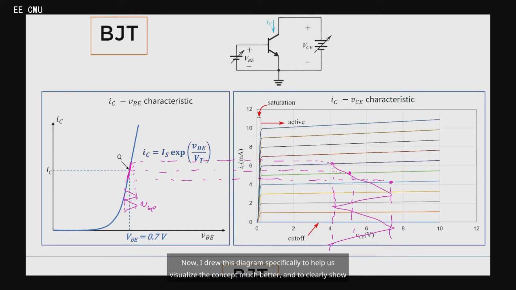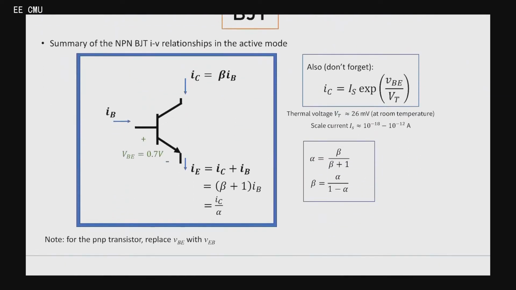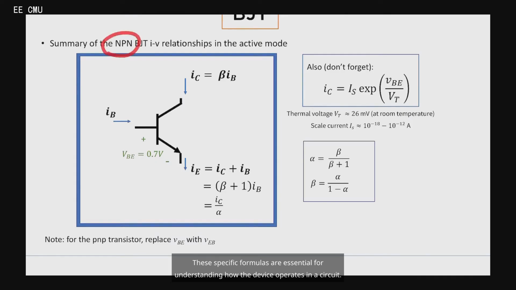Now, I drew this diagram specifically to help us visualize the concept much better and to clearly show that the device must be operated in the active region only. This is just a quick review to ensure we are all on the same page before we move forward. In this segment, we will be examining the various fundamental equations that are used for calculating the current flow within an NPN-type BJT. These specific formulas are essential for understanding how the device operates in a circuit.